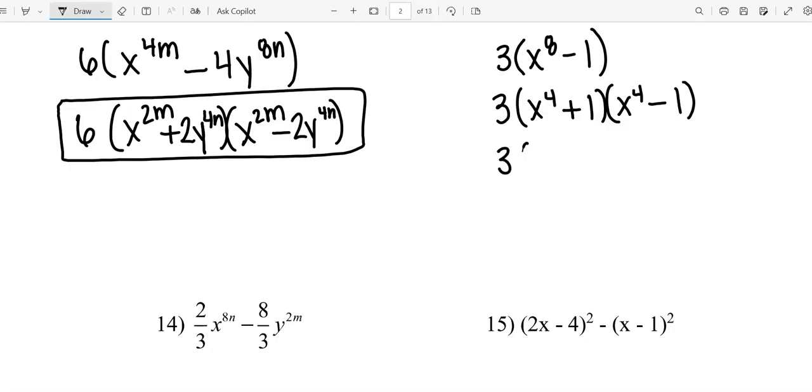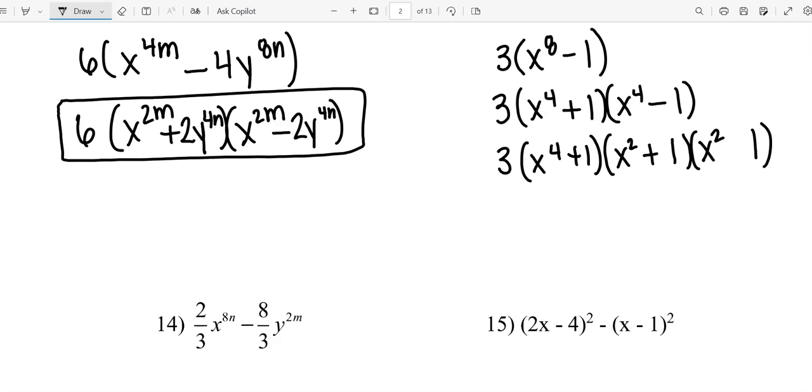So we've got 3 times x to the 4th plus 1. That's not going to change. But we can factor this last one. What multiplies by itself to give you x to the 4th? X squared and x squared. What multiplies by itself to give you 1? 1 and 1. Hey, do me a favor. Put the plus first. Then the minus.